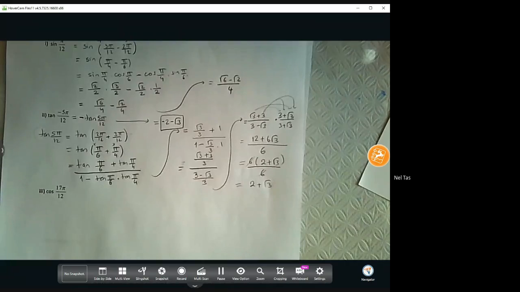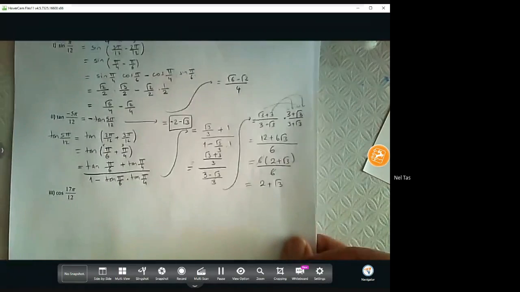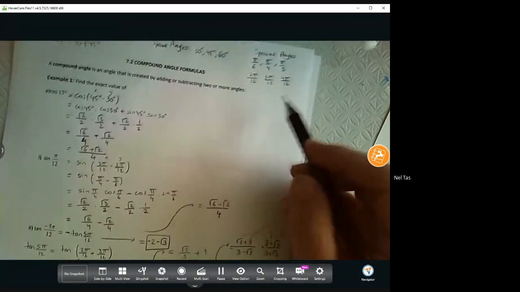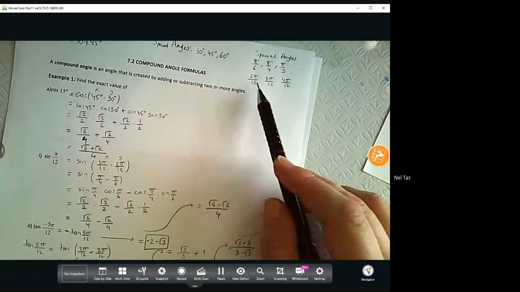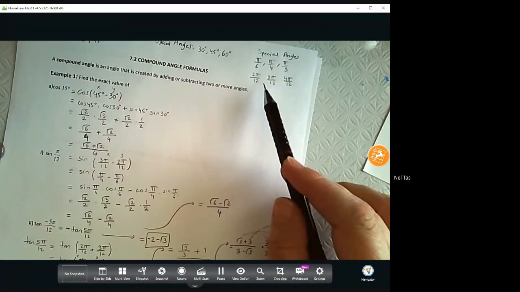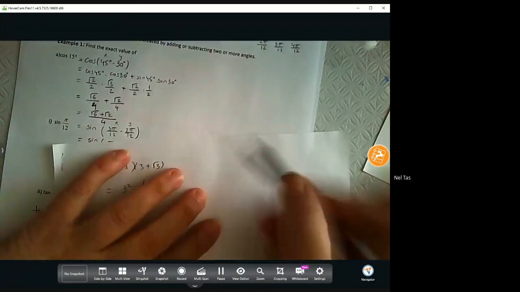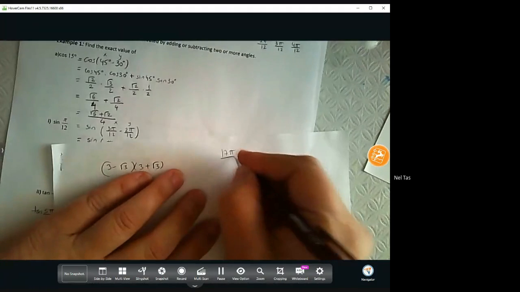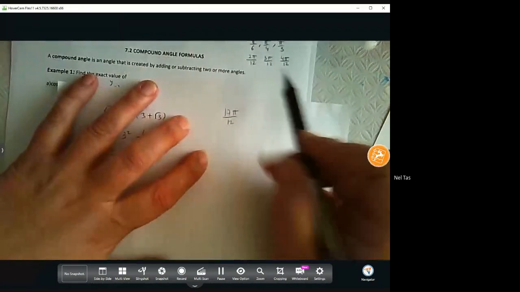Okay, so let's look at the next one. So we have cosine 17 pi over 12. So it looks like we cannot really directly add two of these angles to get 17 pi over 12. Okay? So we are trying to get 17 pi over 12 using these special angles. It looks like it's not going to be possible.